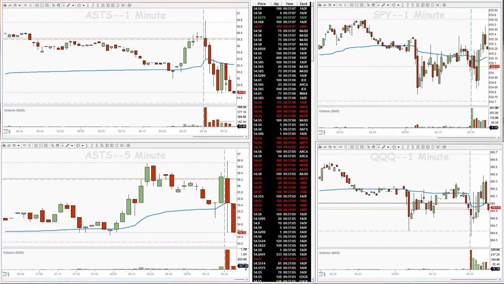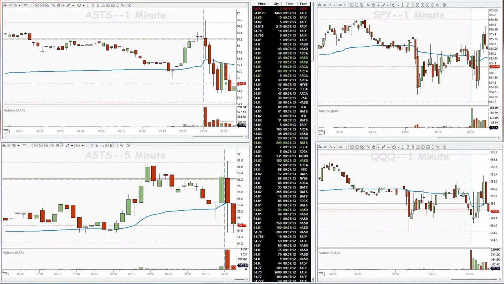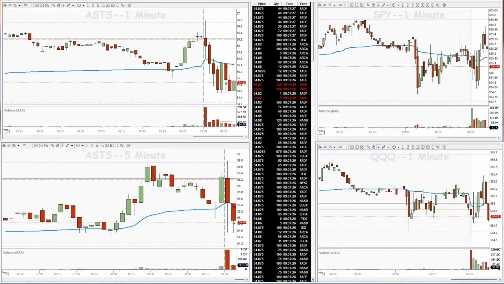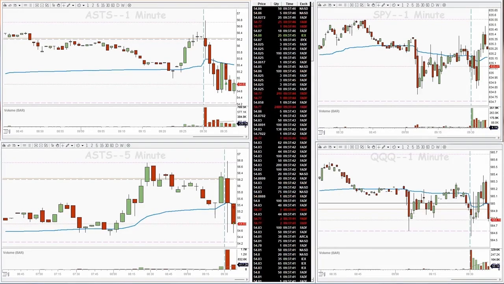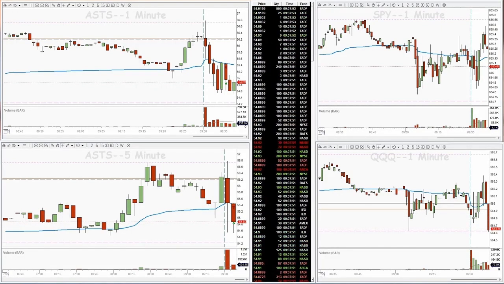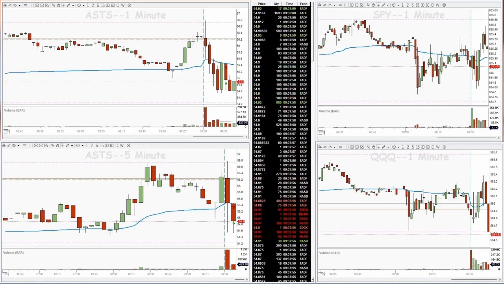Can't quite break it yet, but I do expect when it does break it, that it's going to flush down pretty quickly. And again, even if it comes against me, I've already taken one partial, and I will get out at my break-even point. So, once I've taken some profit, I make sure I never go negative on the trade, and that's pretty important for me.